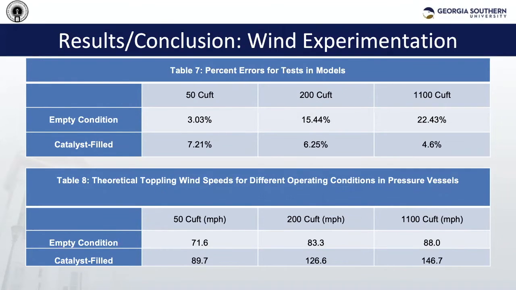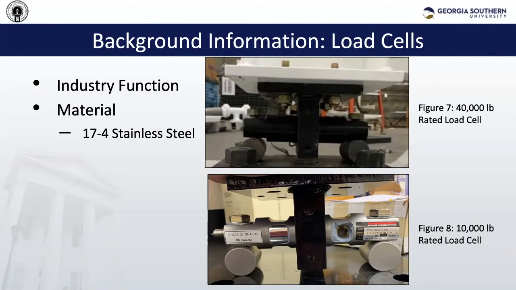After experimentation, the percent errors between the experimental and theoretical values were calculated. Additionally, the actual wind speeds that would topple a large pressure vessel are shown below in Table 8. There is a visible increase in the wind loading required to cause instability when the added mass is being put into the pressure vessels. Now, this is the second half of the thesis, surface imaging.